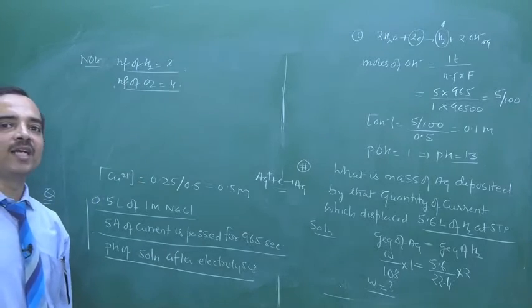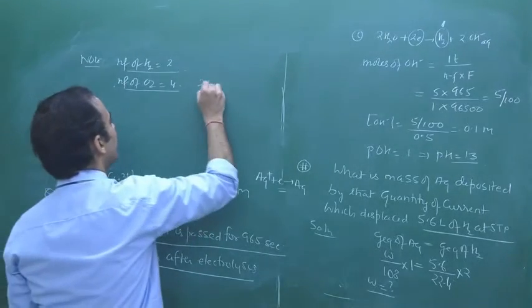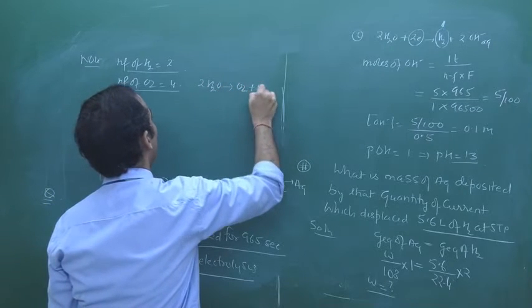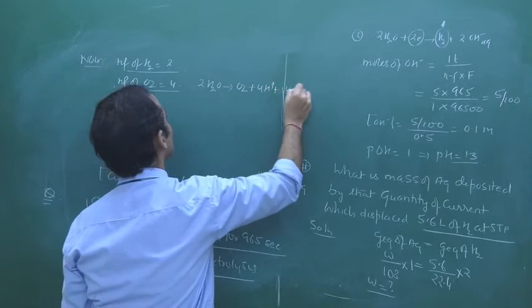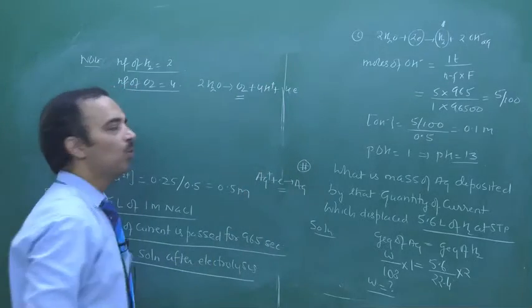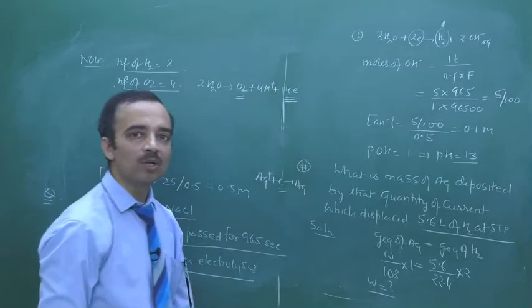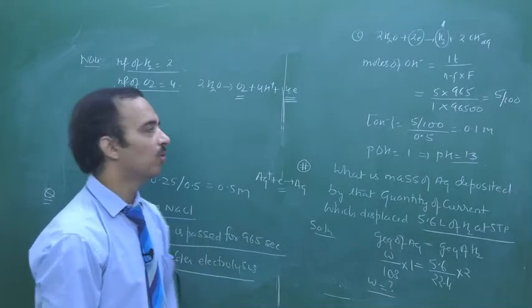How can we say the n factor of O2 is 4? Beta, to liberate 1 mole of O2, how many moles of electrons are exchanged? 4. That's why the n factor is 4.